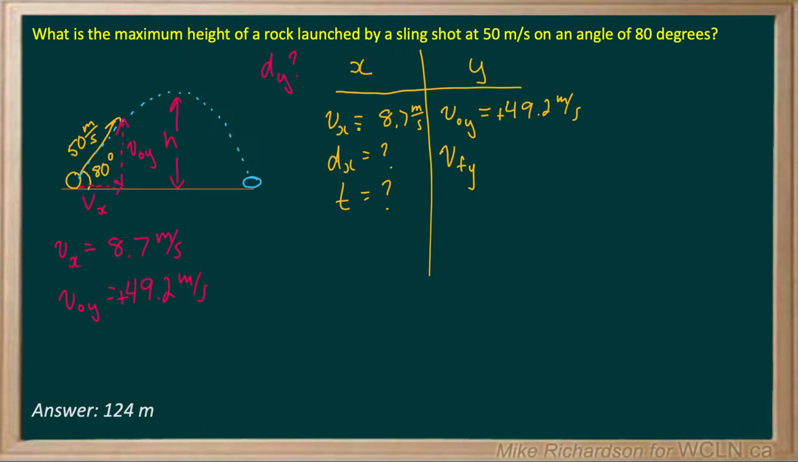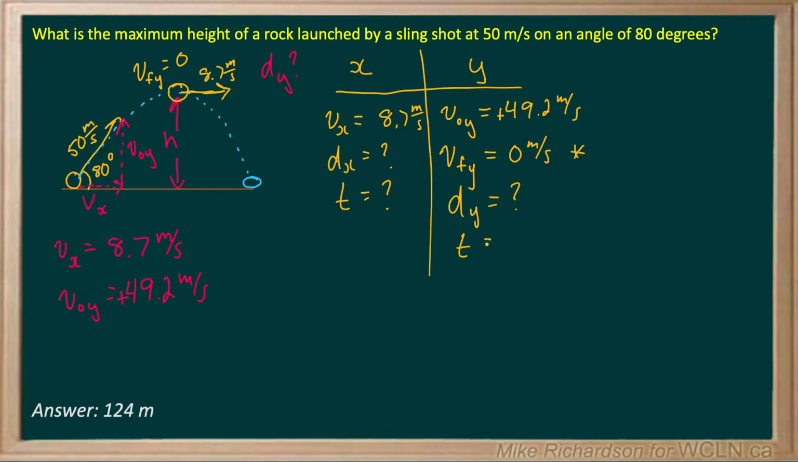V final, when you're at the very peak of the path, trying to find the maximum height, your velocity is all in the x at this point. So your velocity at the peak is only horizontal. So your overall velocity at the peak is 8.7 meters per second to the right, but V final in the y at this point would be 0. It's like throwing a ball straight up in the air vertically. So V final in the y is 0 meters per second. Put a little star beside that. We're trying to find dy.